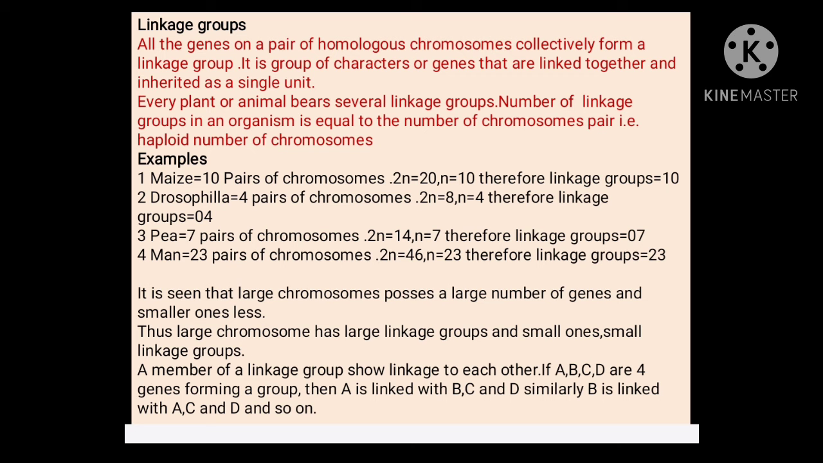Members of a linkage group show linkage to each other. If capital A, capital B, capital C and capital D are the 4 genes forming a group, then A is linked with B, C and D. Similarly, B is linked with A, C and D and so on.